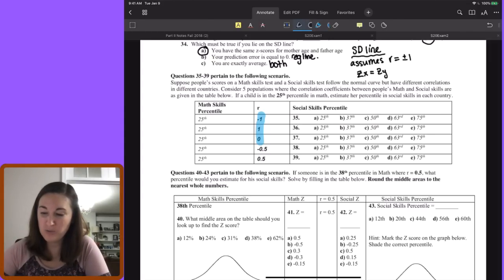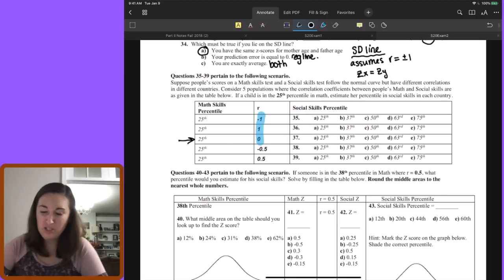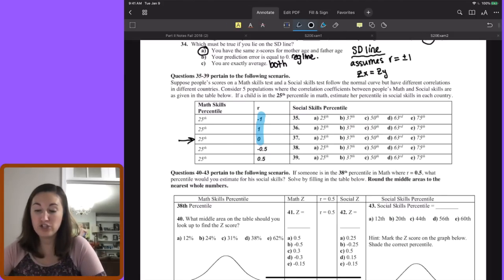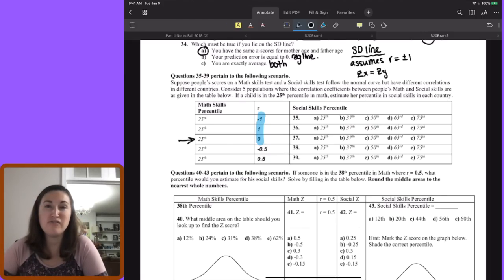Let's start with R equals 0. If there's no correlation, so I'm going to start right here. There's no correlation between math and social skills percentile. If you're in the 25th percentile for math, that tells me nothing about your social skills. So I just have to guess a random percentile. And remember, we always want to guess the average if we have to guess, because most people are about average.